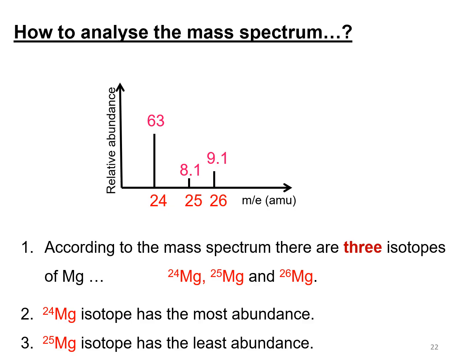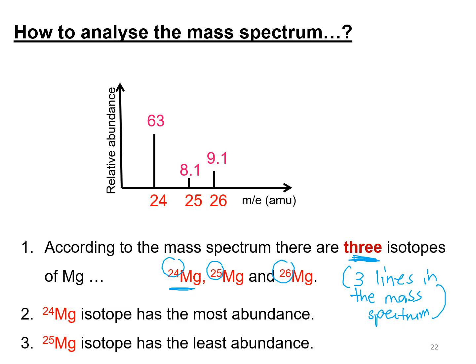So how to analyze the mass spectrum? According to the mass spectrum, there are 3 isotopes. Why 3 isotopes? Because there are 3 lines in the mass spectrum, which are Mg24, Mg25 and Mg26. How do we get the number 24? From the x-axis. And we can conclude that the magnesium 24 isotope has the most abundance, while the 25 Mg isotope has the least abundance.